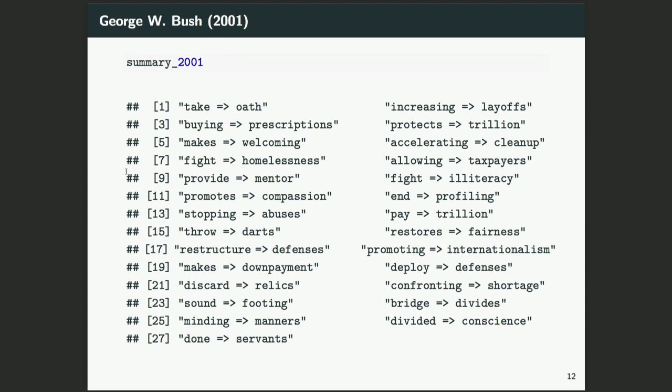So increasing layoffs, projecting trillions. And so we can see the relationship between his terms. And we see here a lot of conversations around the economy. We have things about fairness, about internationalism, divided conscience. We see this is a time when he was talking about, I believe, compassionate conservatism, which was the sort of tagline of the party at that time. So you see that, fight homelessness.